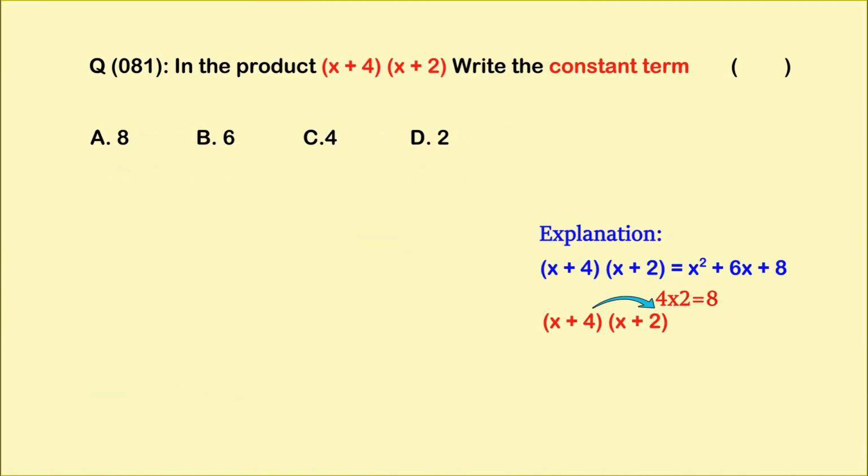Question number 81. In the product x plus 4 into x plus 2, write the constant term. By multiplying both the terms, we will get x square plus 6x plus 8. So the constant term is 8. Another way, if you multiply the constant of the first term and the constant of the second term, that is 4 into 2, we will get 8. So the right answer is A.